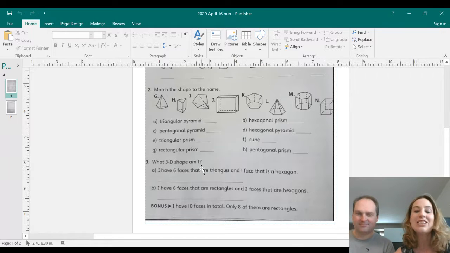This one, what 3D shape am I? I have 6 faces that are triangles and one face is a hexagon. So the hexagon is the base, and then all the faces.